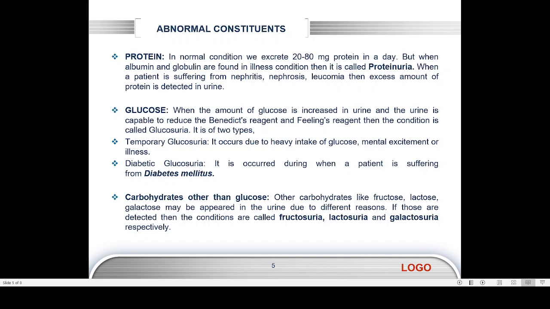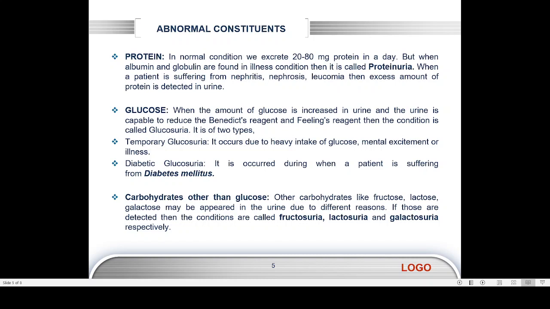Then there is another substance known by the name glucose. Diabetes mellitus is a very common disease. It simply means too much glucose in blood or too much glucose in urine. So what happens here is that when the amount of glucose is increased in urine, the urine is capable of reducing Benedict's reagent or Fehling's reagent, and the condition is called glucosuria.